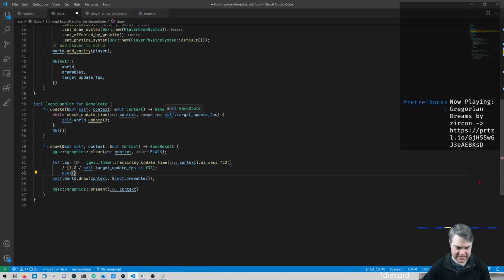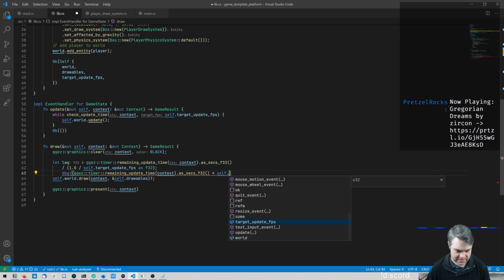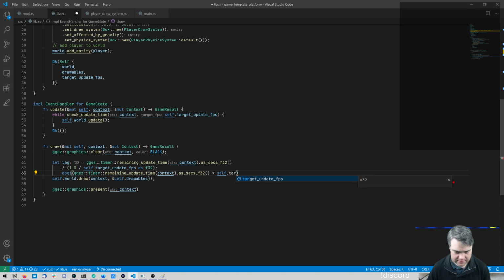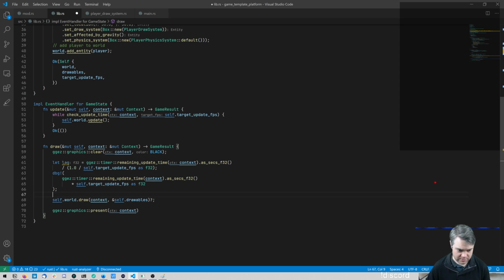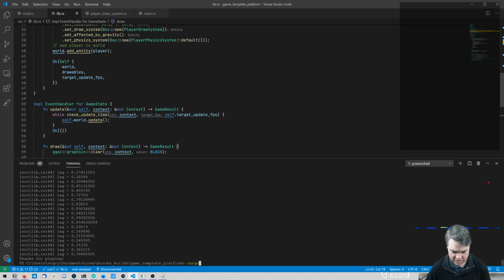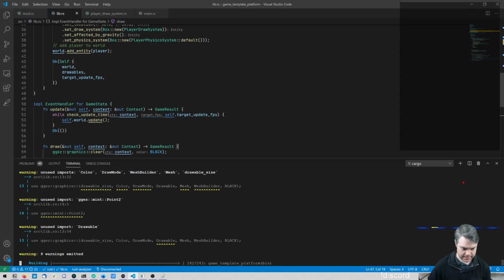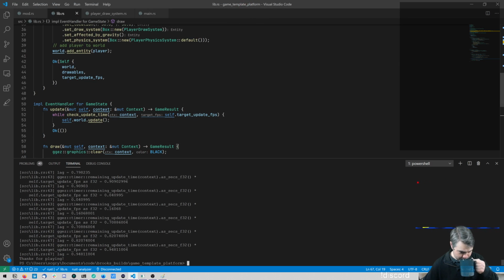Okay, so we're gonna have lag is this remaining update time, and I want to multiply by the target FPS. So that's just self.target_FPS, and it's gonna have to be as f32. So if we do that as a debug, and then we also want to show that it's working correctly, here's lag, so we'll have both of these displaying out. Let's do a cargo run here. And we see that the numbers are indeed exactly the same.